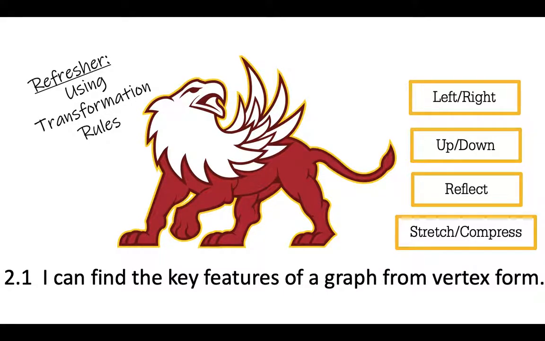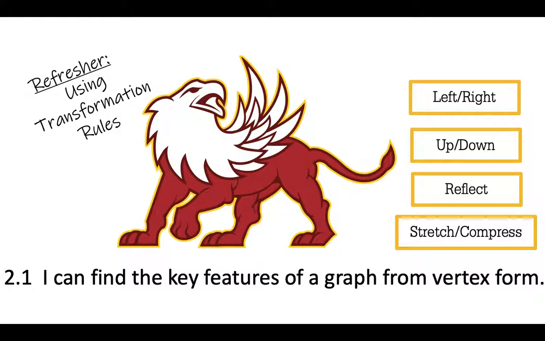All right, ladies and gentlemen, this is the second half of learning to find the key features of a graph from vertex form. This is a refresher. If you remember the transformation rules that we learned earlier in the year, then this will fall in line exactly with what you learned in our first unit. So we're going to be paying attention to how looking at a formula for a quadratic in vertex form will allow us to determine whether or not it moves left, right, up, down, whether it reflects over the x-axis, or whether it will stretch or compress. So let's go ahead and try that with one.